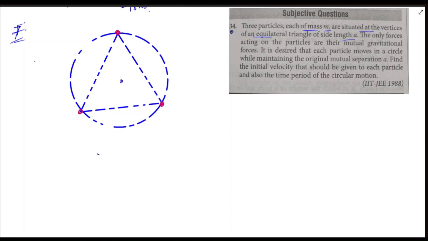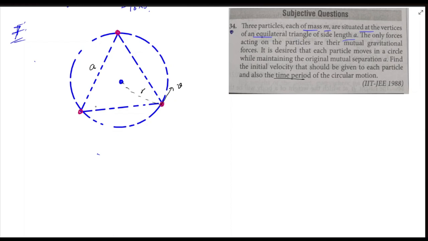So this is just the center of the circle, right? Now this is A. Okay. So find the initial velocity given, and also find the time period. So look, if this has a velocity v and this will be the radius.